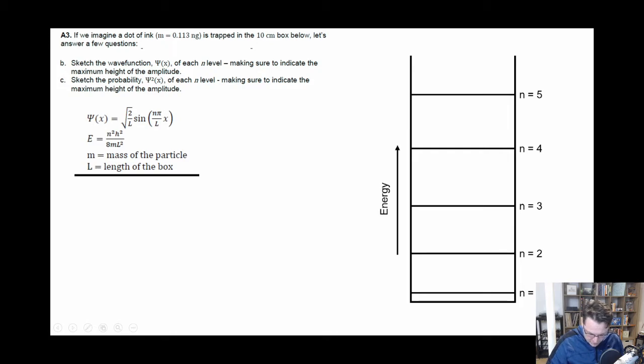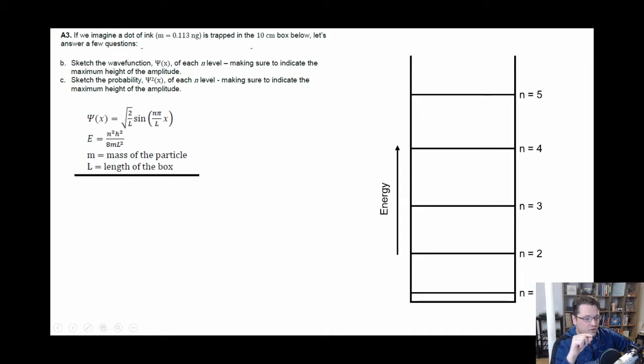Next part. B and C are asking to sketch the wave function and the probability. You can go through the whole process of plotting all of them with computer programming and copying it over. But the easiest way to think about it is that with every n level, you start to increase the number of nodes. As I mentioned earlier, the number of nodes in these wave functions is going to be n minus 1.